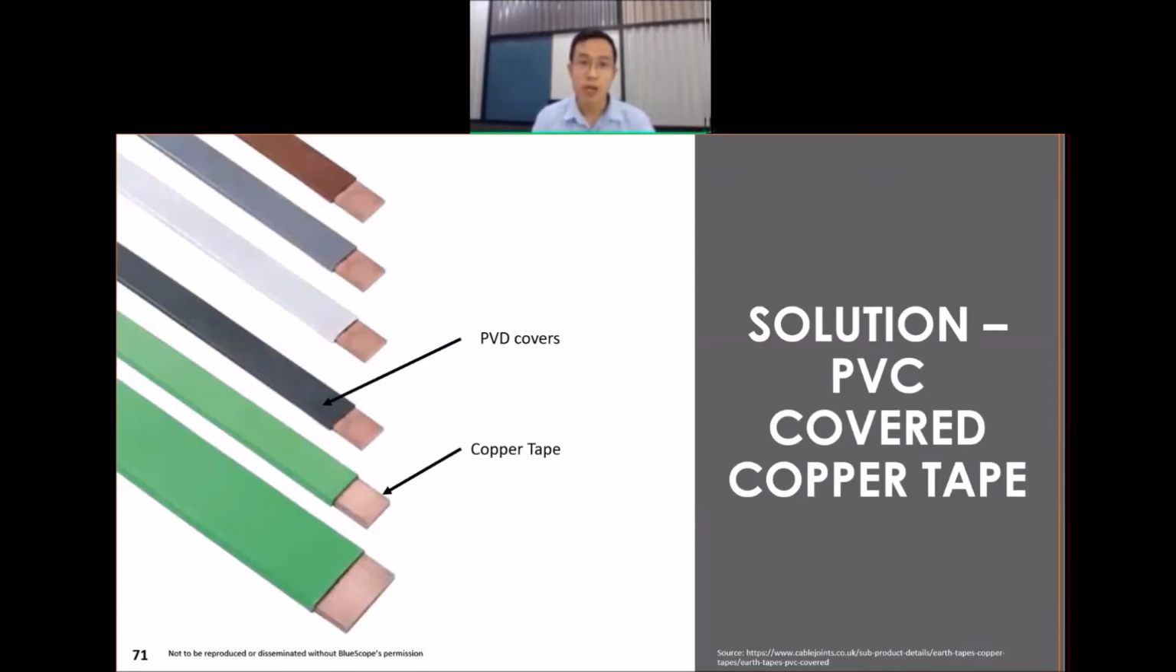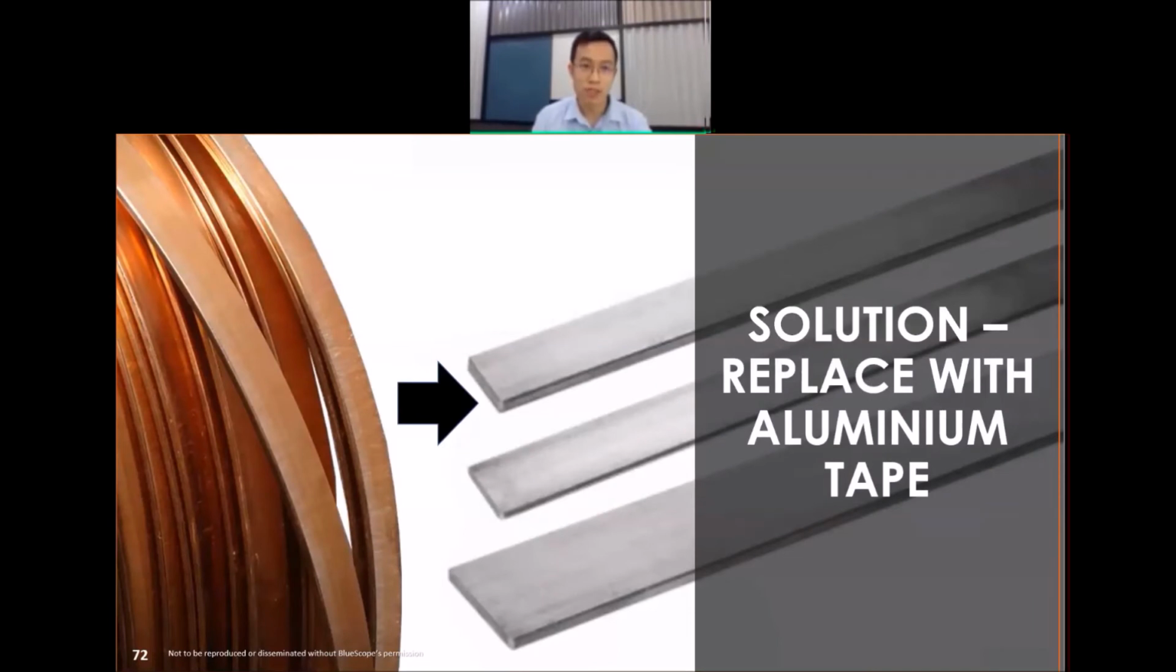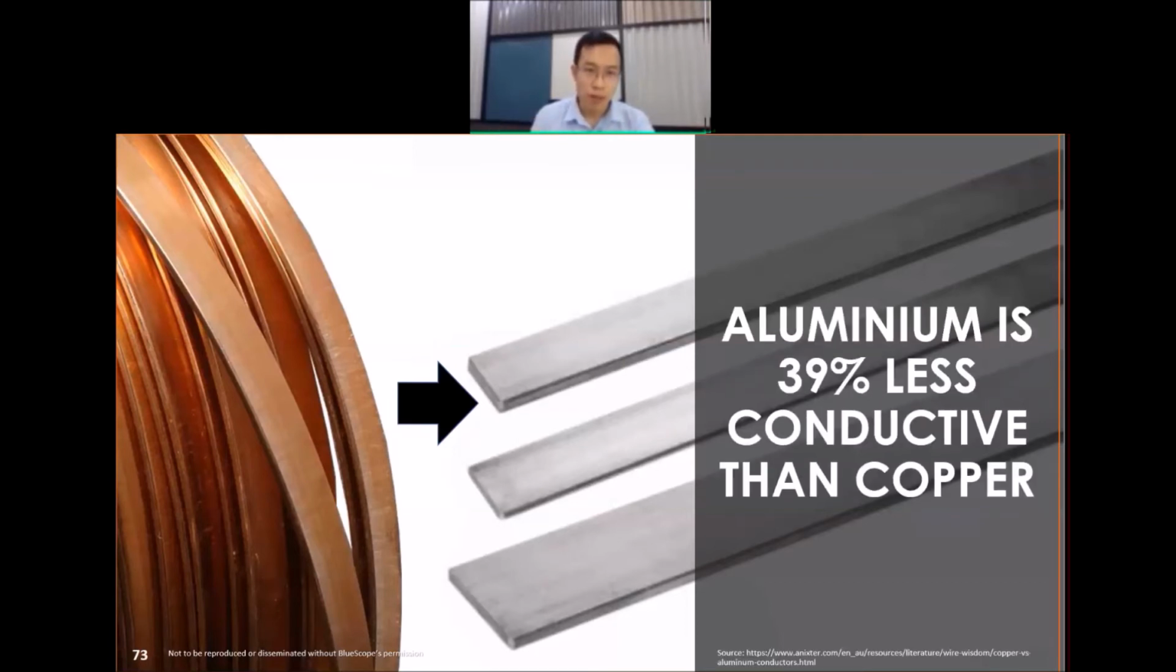Okay. Of course, another option that is more common that I've seen on sites is replacing the copper tapes with aluminum tape. Right? Based on a study shown, aluminum is actually 39% less conductive than copper. Okay, I'll address this question later. Then you have a question based on this statement: then why should I use aluminum?